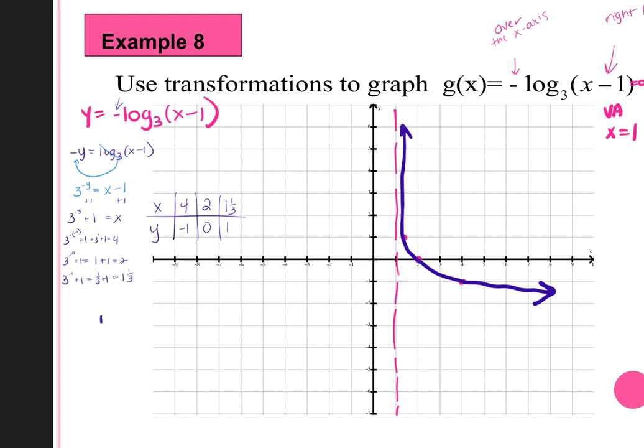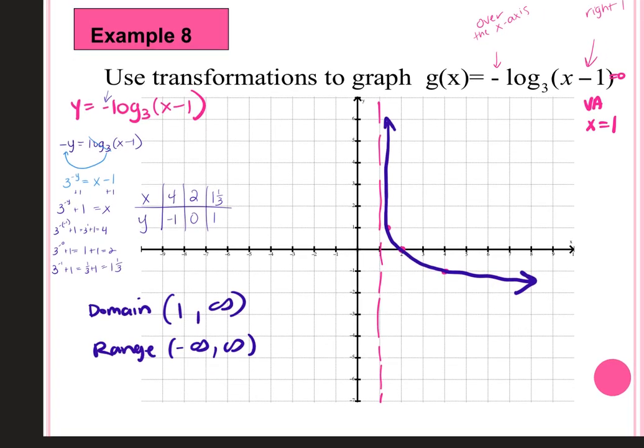What's the domain on this guy? 1 to infinity. What's the range? All real numbers. We said our vertical asymptote was at x equals 1, and our x-intercept would be 2, 0.